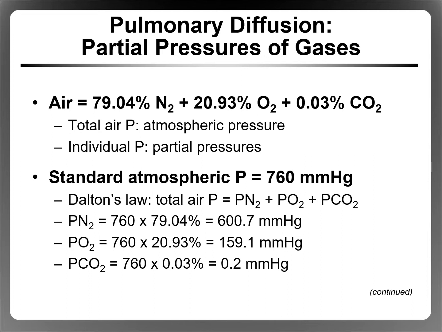We know this works because of something called Dalton's law. That says our total air pressure is going to be equal to the pressure of nitrogen, the pressure of oxygen, and the pressure of CO2.